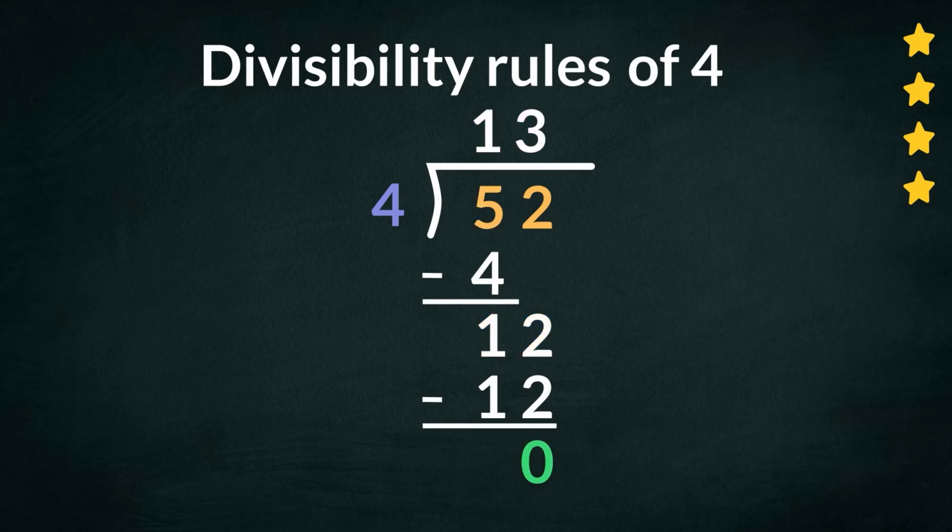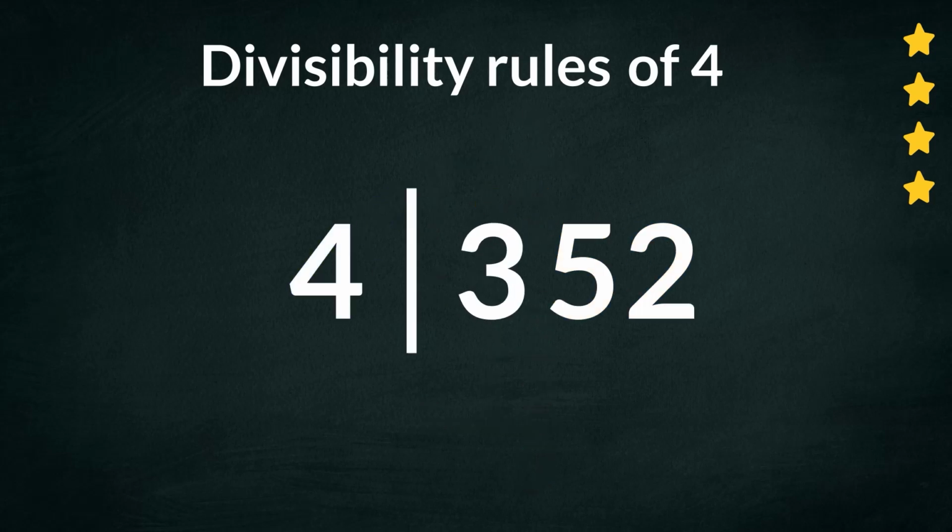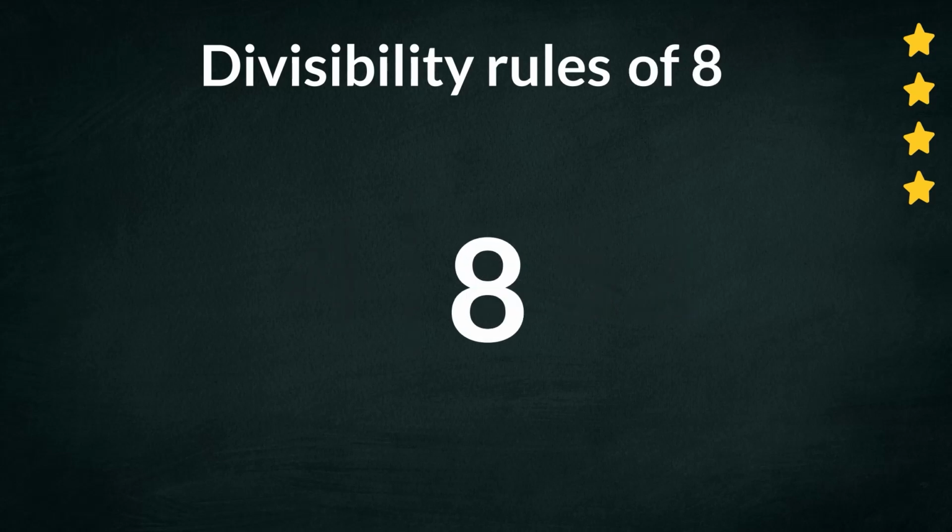Check this out. When dividing 52 by 4, we're left with no remainder. So it's safe to say that 352 is divisible by 4. Alright, now how about the divisibility rules for 8?